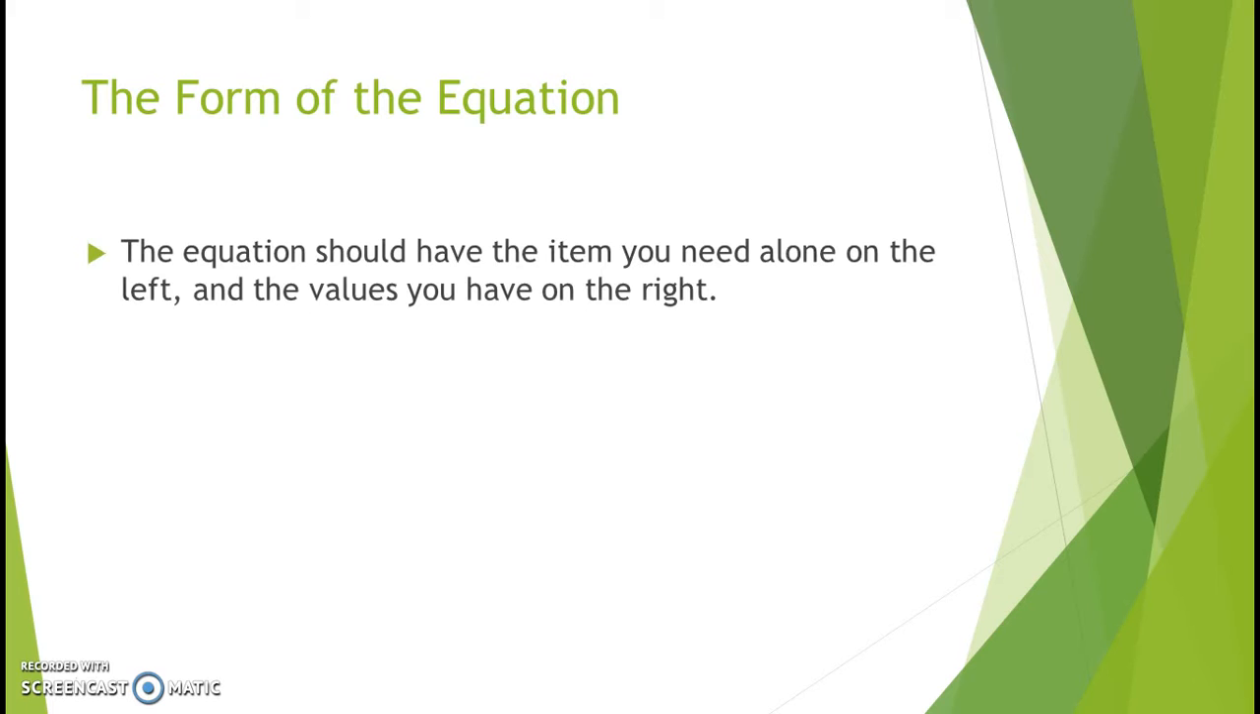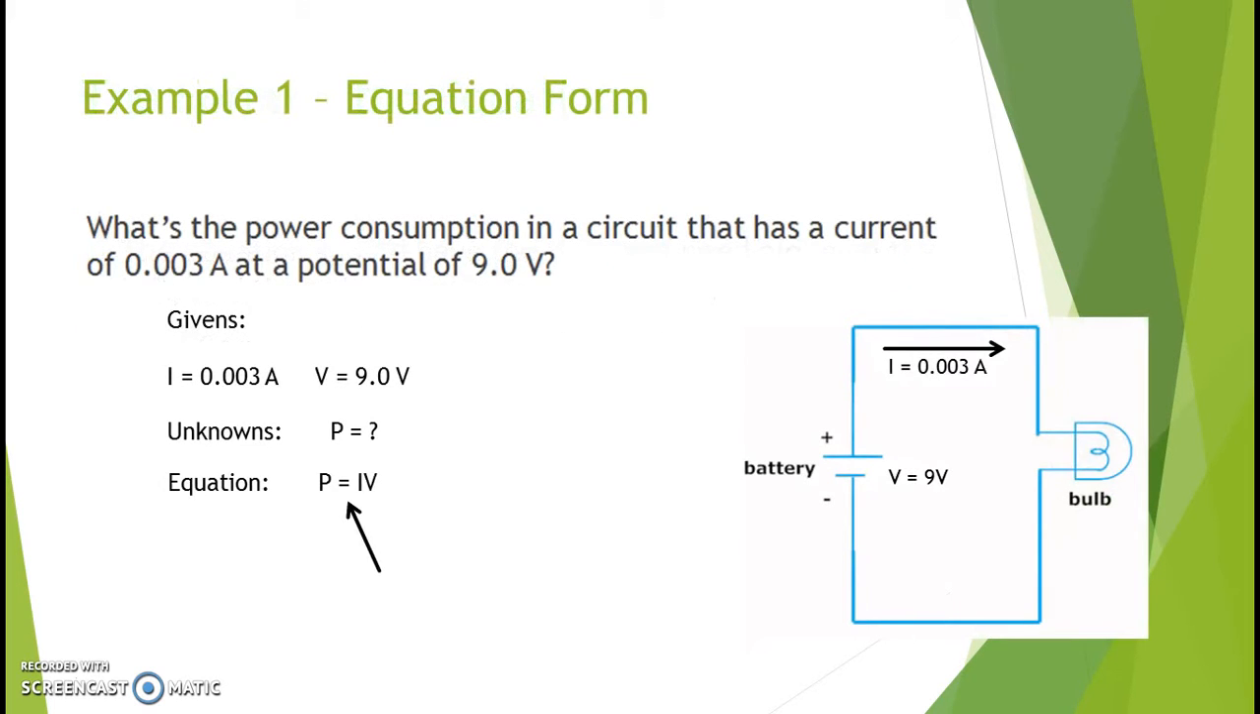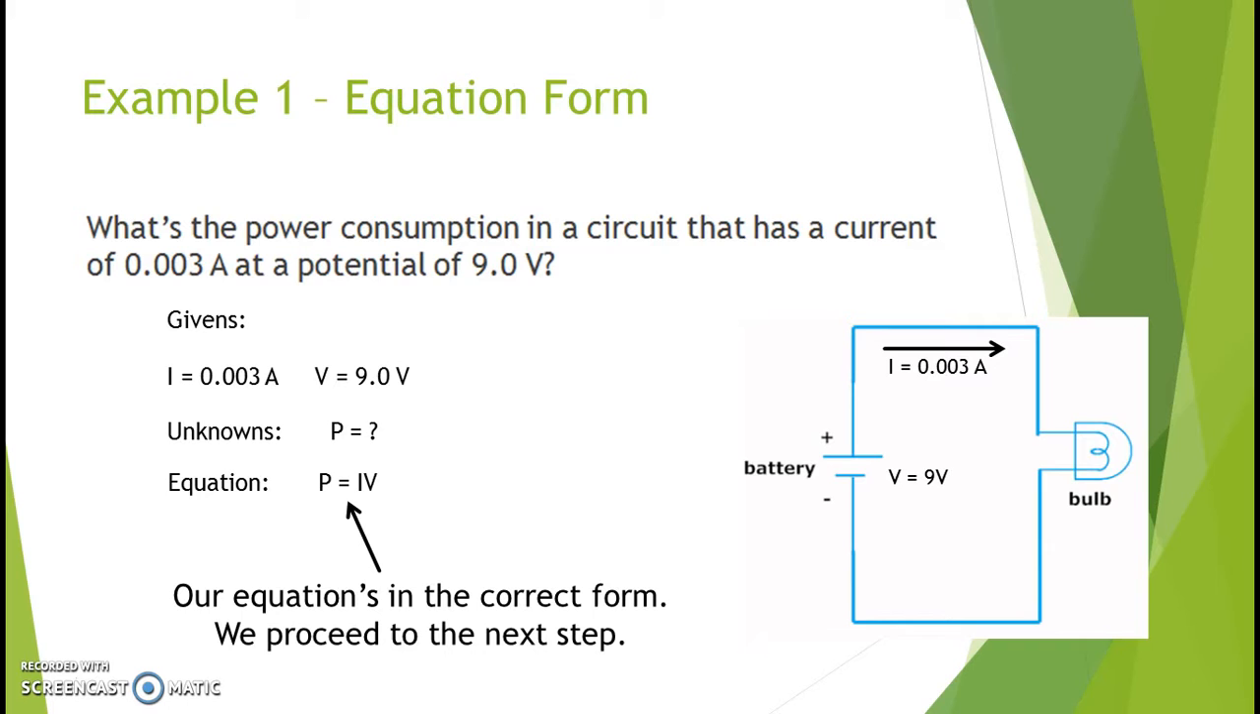So obviously we need to see the item we are looking to solve for alone on the left, and the values that we possess on the right. And if we don't have this, it's time to apply algebra. In this case, it's really easy for us to spot that our unknown is all alone on the left, just like we want, and the values we have are on the right-hand side. So our equation's in the correct form, and we can proceed to the next step.